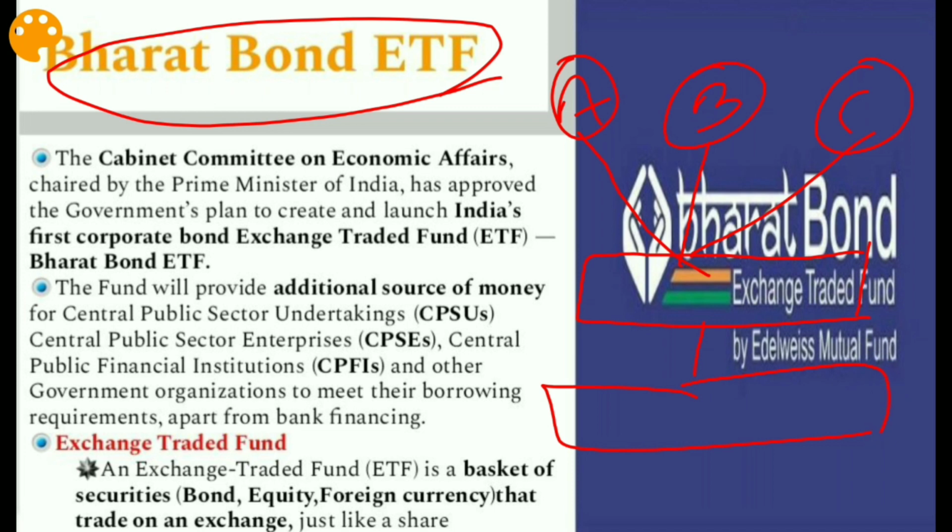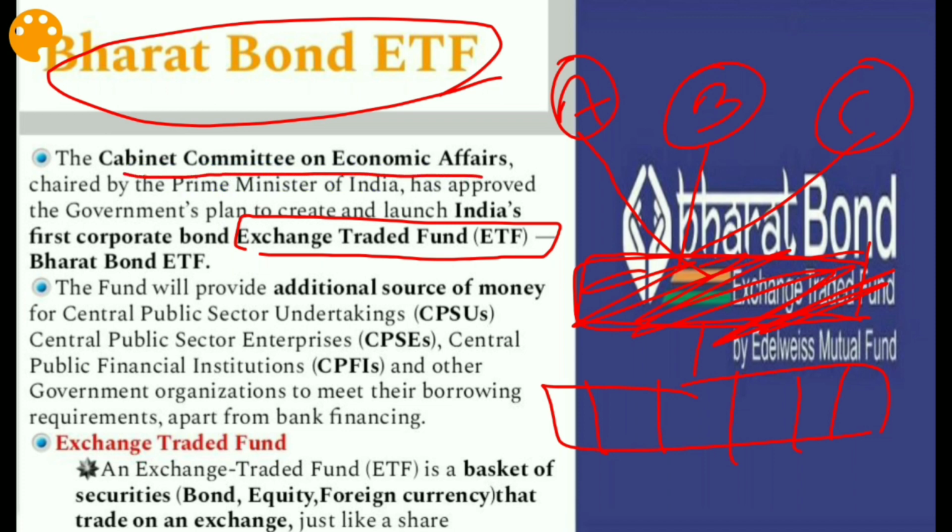this fund into small units and try to invest in the secondary market, and this investment or fund is called an exchange traded fund or ETF. Let's go into details about the issue. The Cabinet Committee on Economic Affairs, chaired by the Prime Minister of India, has approved the government's plan to create and launch India's first corporate bond exchange traded fund, that is Bharat Bond ETF.